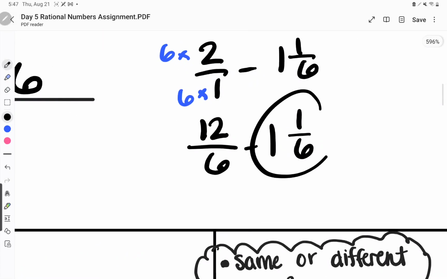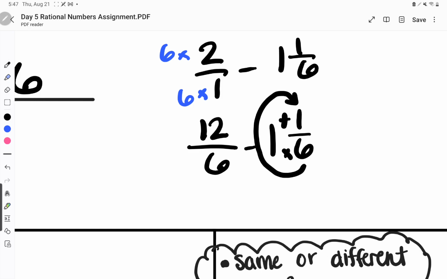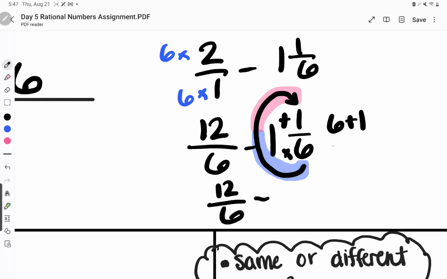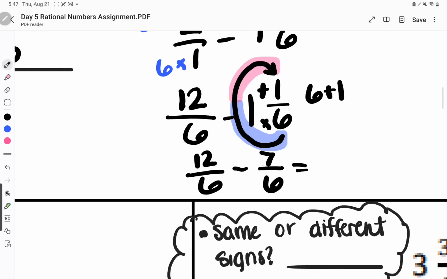I'm going to turn this over here into a mixed number, or into an improper fraction. And I do that using the Texas method. So I go around the world and I land in Texas. So I start with 6 times 1. And 6 times 1 gives me 6. And then I add my 1 to the end, so plus 1. So I have 12 over 6 minus 7 over 6. And then I do 12 minus 7. 12 minus 7 gives me 5 over 6.